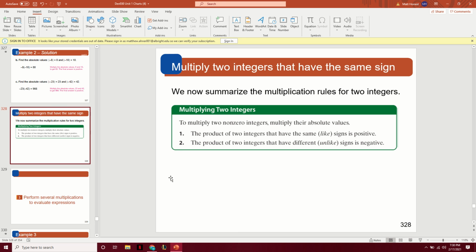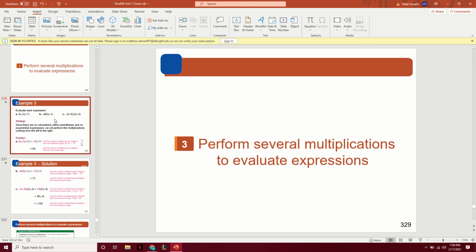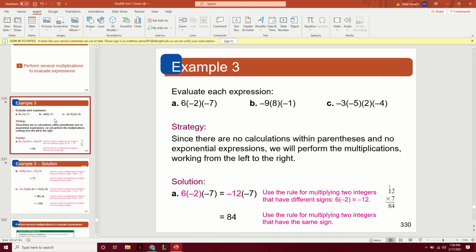Okay? This is your summary. If they have the same sign, your answer is positive. If they have different signs, your answer is negative. Now, for a problem like these, where we have extended multiplication, we've already proven that we can do extended multiplication, so I'm just going to talk about the positives and negatives here.